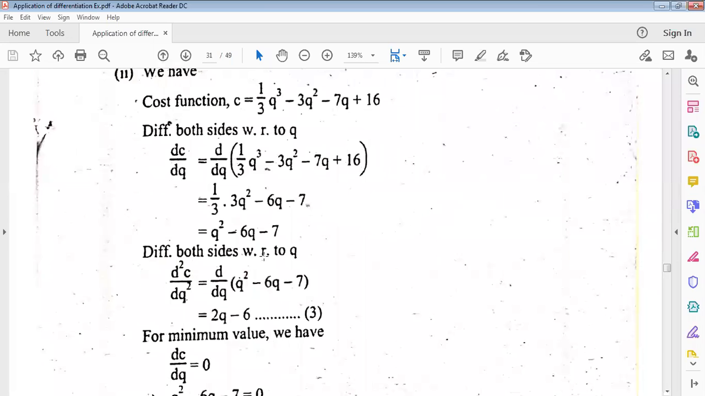Again differentiating with respect to Q, that means d/dQ on both sides. d square C by dQ square will be d/dQ of this. Taking the differentiation, Q square differentiation gives 2Q, minus 6Q differentiation, what?